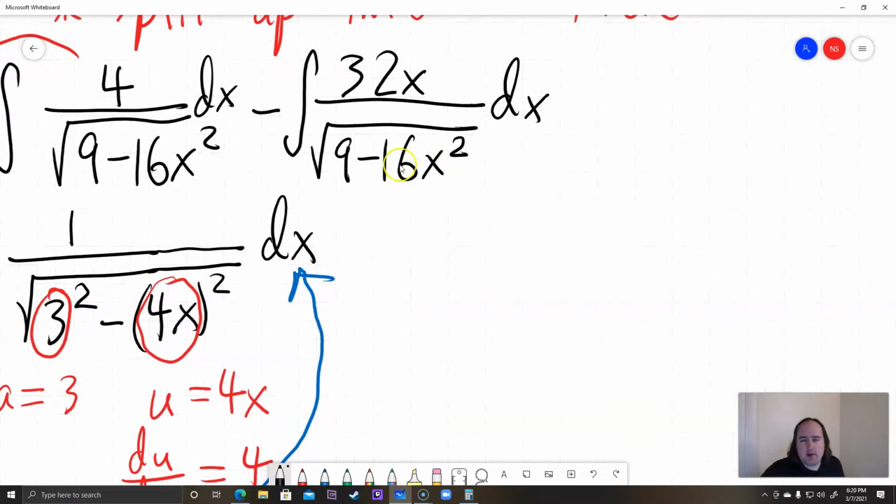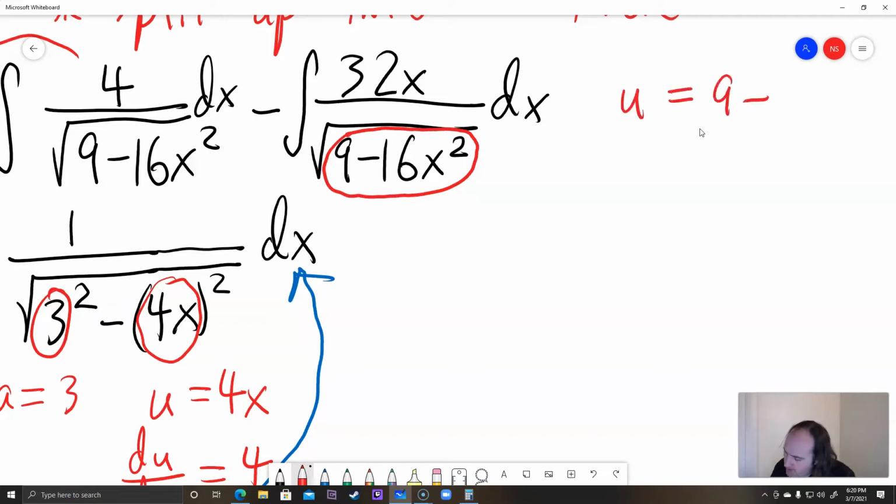So that's going to mean that stuff is going to cancel out and it's going to work. Okay, but I do have to be careful here. I don't think I can let u be the square root. If you let u be the square root here, it might not work out so well. But if we let u actually just be what's inside the square root, I think we'll be better off. Okay, so for this one, we're going to be doing u equals 9 minus 16x squared.